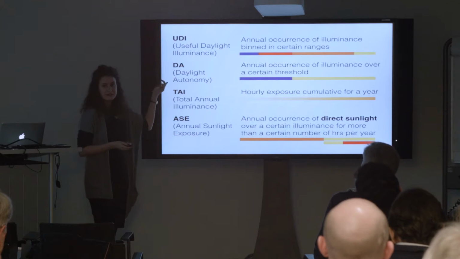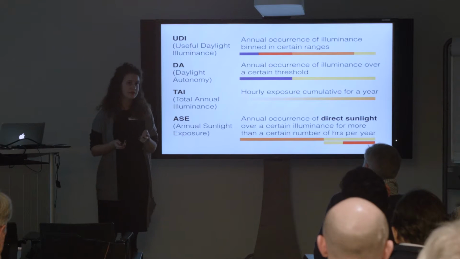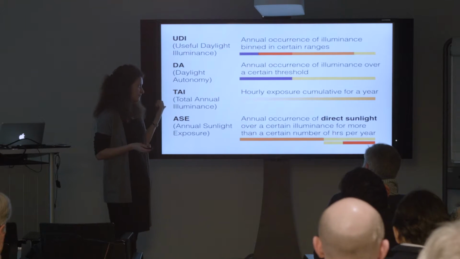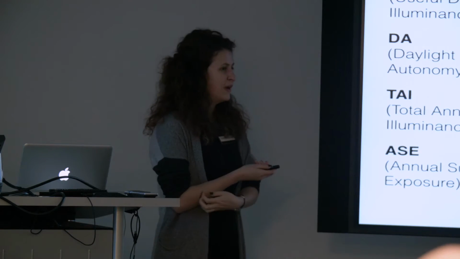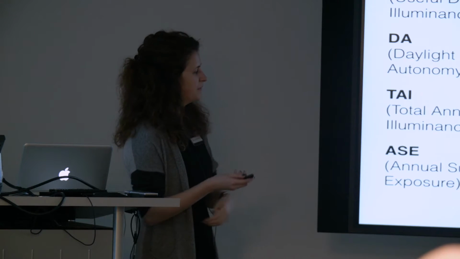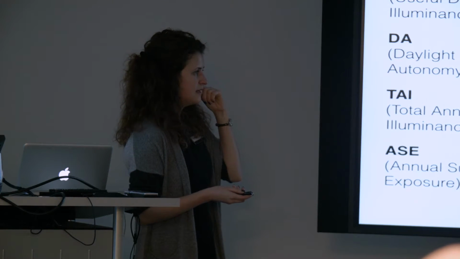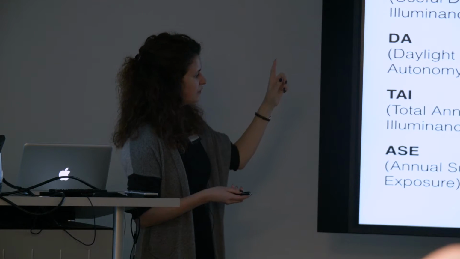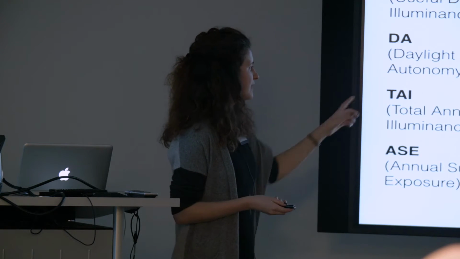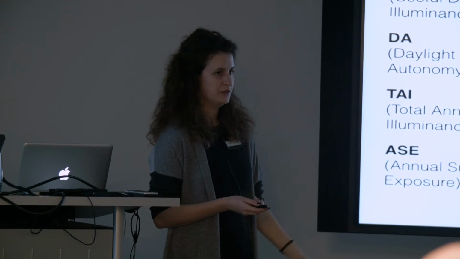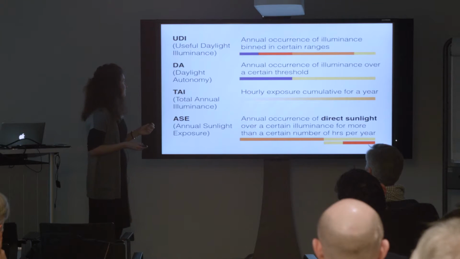For example, the UDI and the DA are the required metrics in the PSBP for the new schools here in the UK. And this was mandatory and launched by the Education Funding Agency. So it became quite important as a method and a calculation. And then in the US, in LEED version 4 and in the IES NA recommendation, we've got the spatial daylight autonomy and the annual sunlight exposure, while the total annual illuminance exposure is used more for conservation work, artwork and museums.